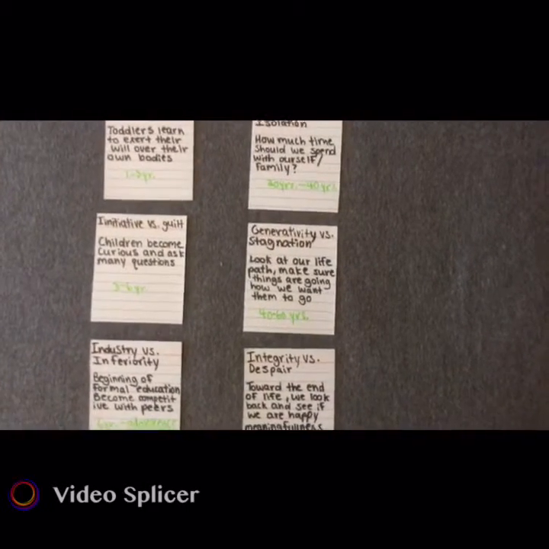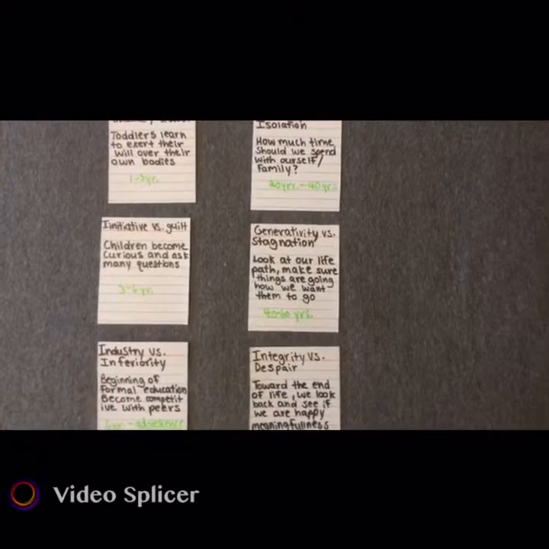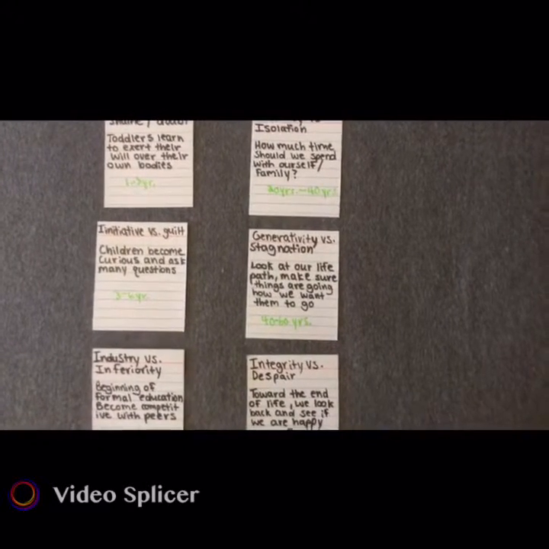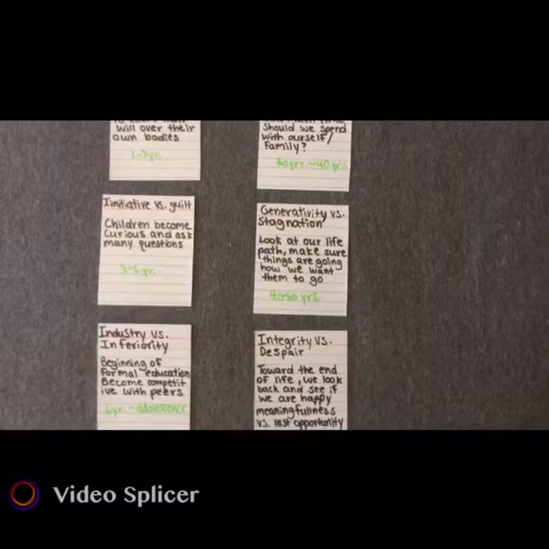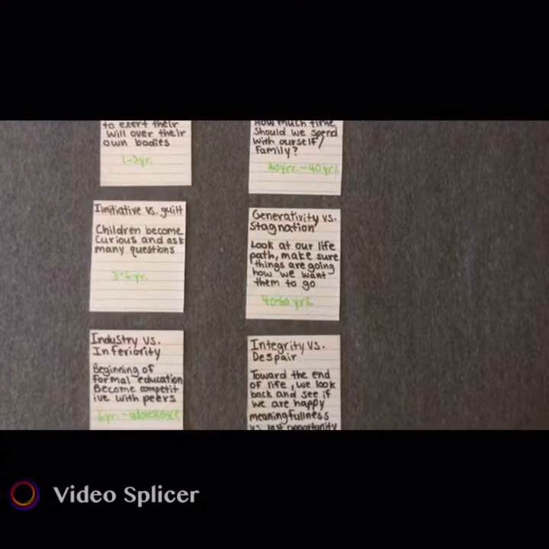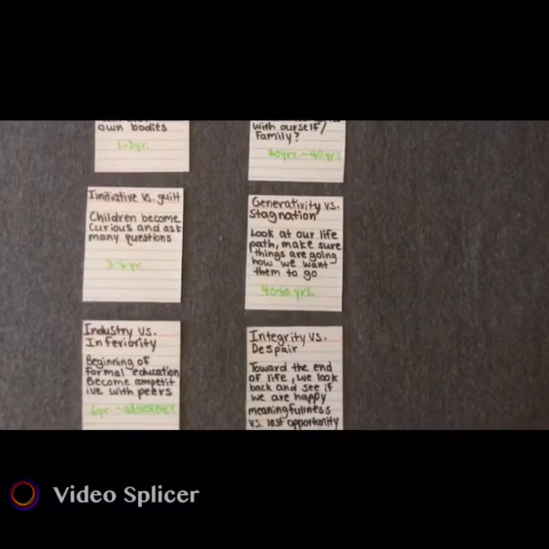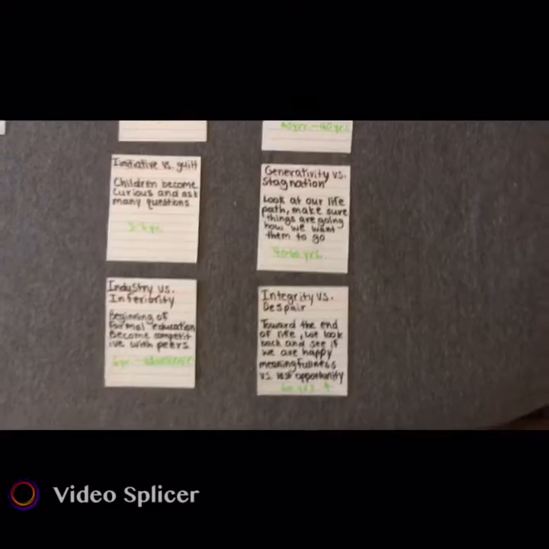Next is generativity versus stagnation. During this stage, we look at our life path and make sure things are going how we want them to go. We decide if we are giving something back, are we generating things, or are we just stagnating and sitting around? This occurs from 40 to 60 years.